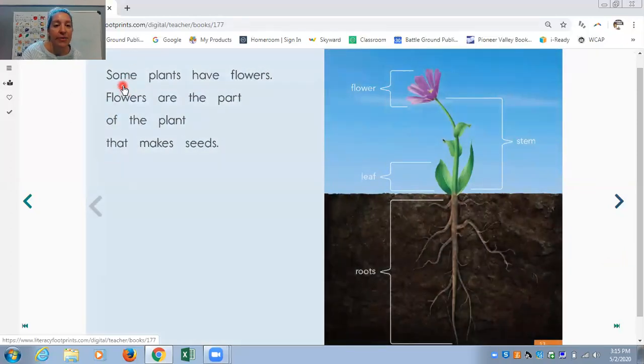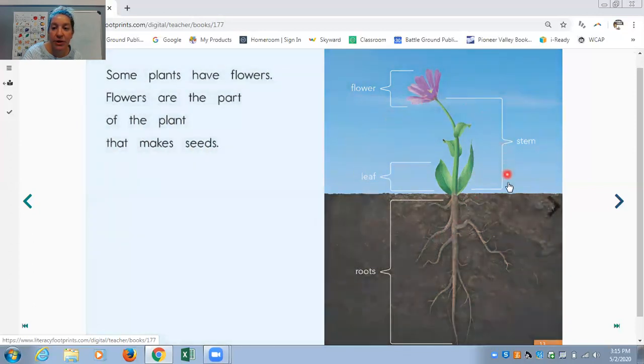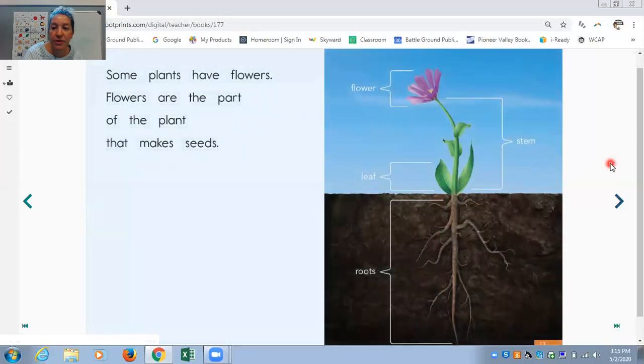Let's come over and read this page. Some plants have flowers. Flowers are the part of the plant that makes seeds. So I can refresh my memory on this really cool diagram over here that shows us all the different parts of a plant.